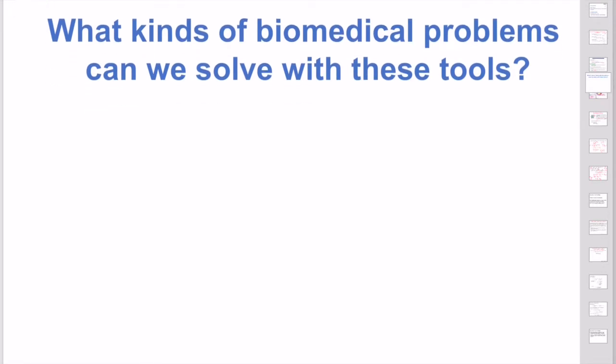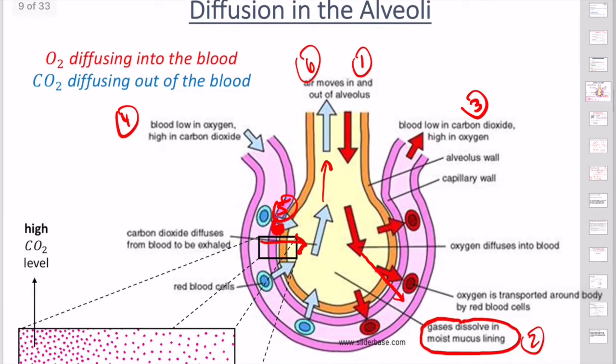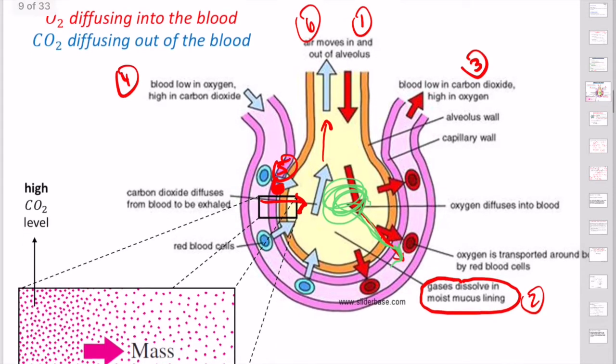What kinds of problems can we solve using these tools in mass transfer? And she showed an example of air going into an alveolus, and the air then has to go from inside the alveolus, and it has to diffuse through several different things to get into the blood. Okay, I guess that's the main point of this example.